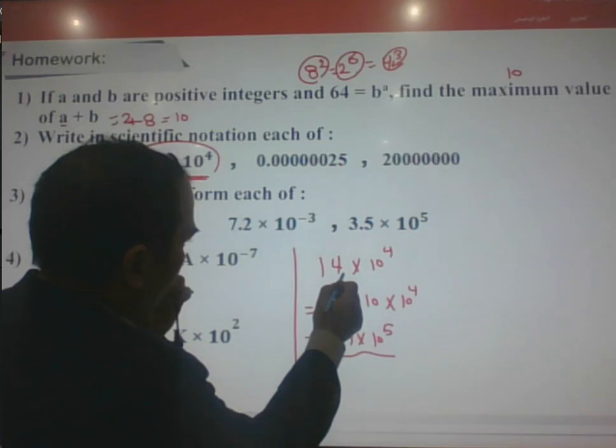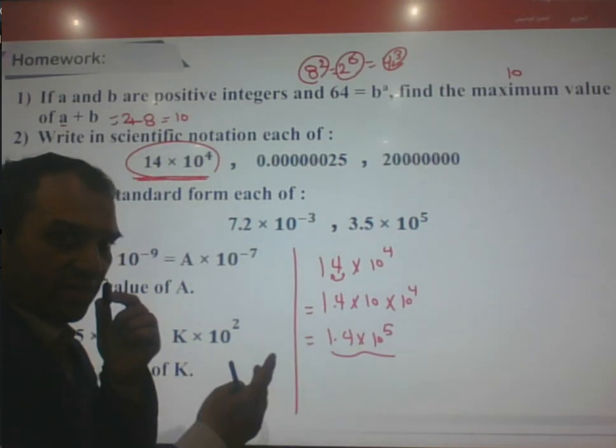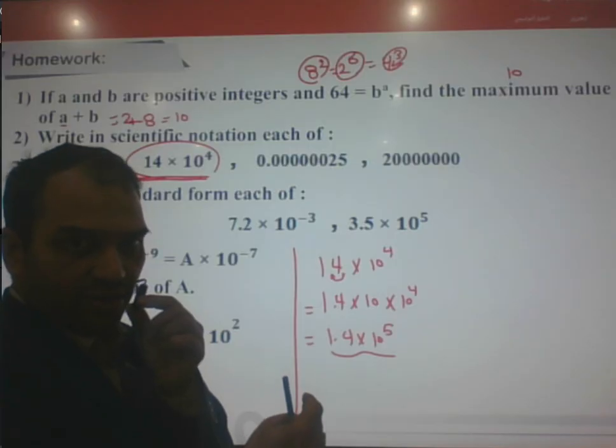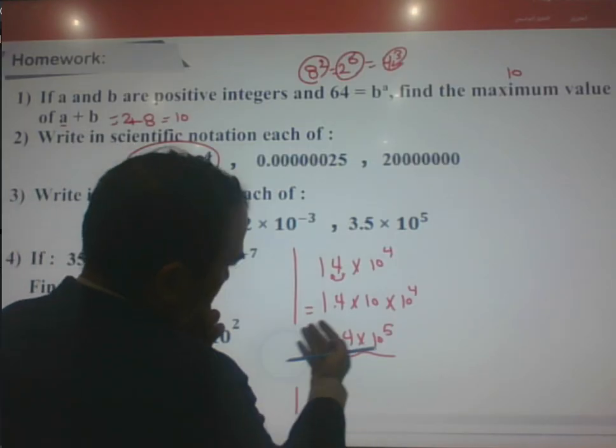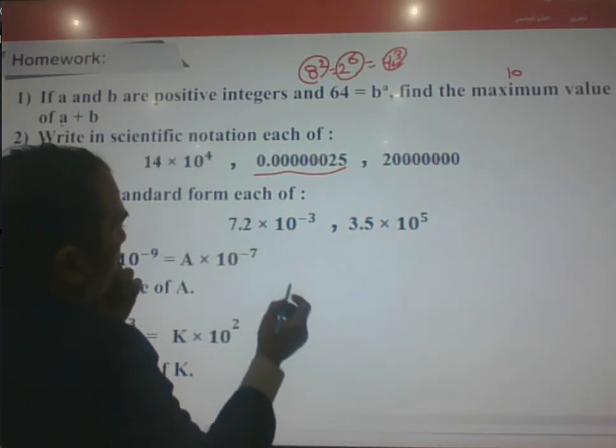Listen to me. If we don't have the point, put the point here and move the point to the left-hand side by one place. Moving left by one place means product by 10. Then the answer will be 1.4 times 10 power 5. Next question here. I will solve this question down here.